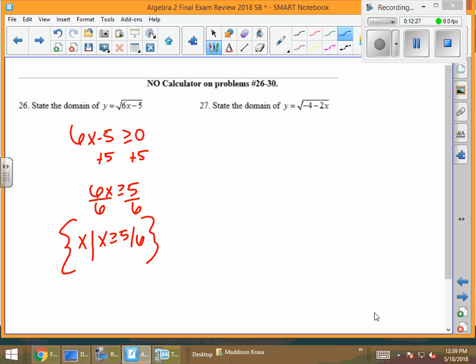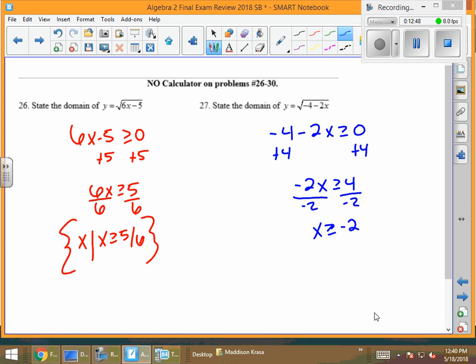For 27, you would do the exact same thing. Take the inside out and put it greater than or equal to 0. And we'll get x alone, so we'll add 4 to both sides. Divide by negative 2. So we have x is greater, oops, I forgot our important thing here. We have to flip the sign when we divide by a negative. So now we'll have less than or equal to negative 2. And you can put your x such that. So remember to flip the sign when you divide or multiply by a negative number.